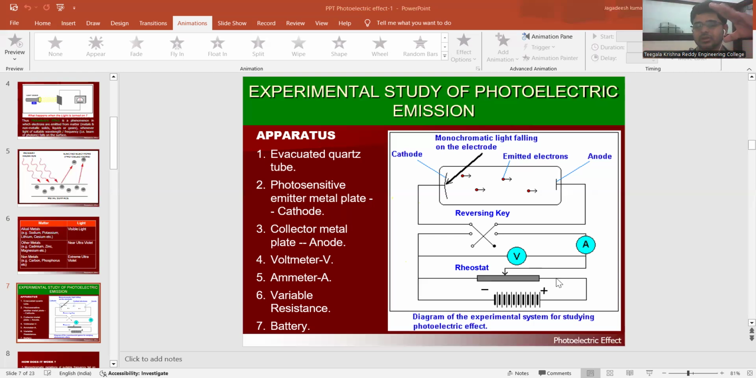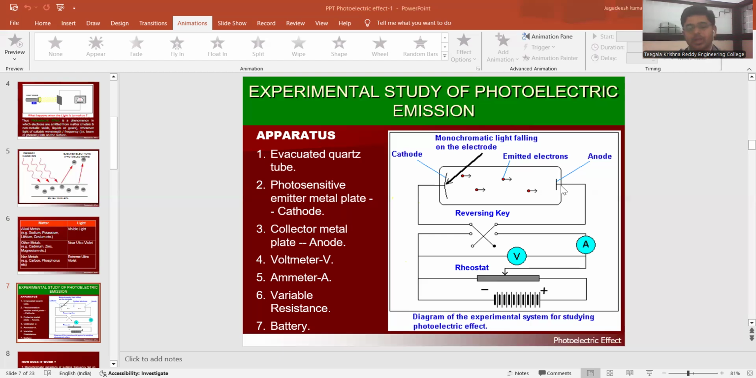What is the use of the ammeter? The deflection shows how much electron current is passing through the circuit. That is the use of the ammeter. Another parameter is resistance. Then we apply the battery, that is, a potential difference, positive and negative. The negative potential is connected to plate A, and the positive potential is connected to plate B.